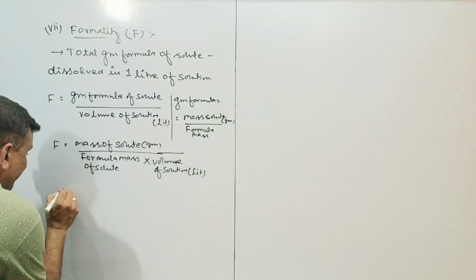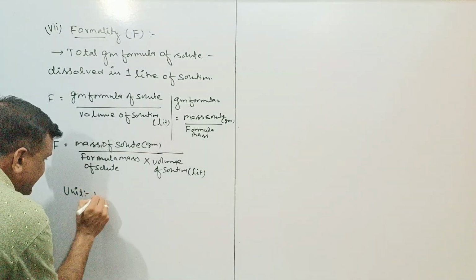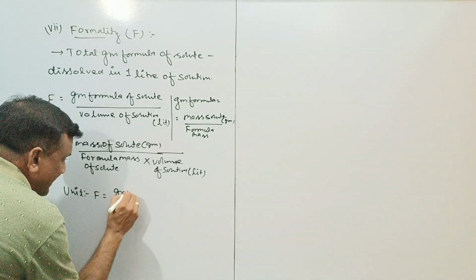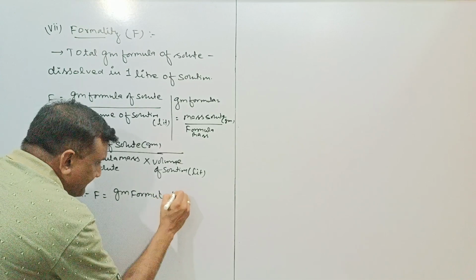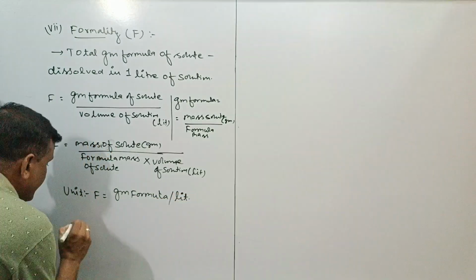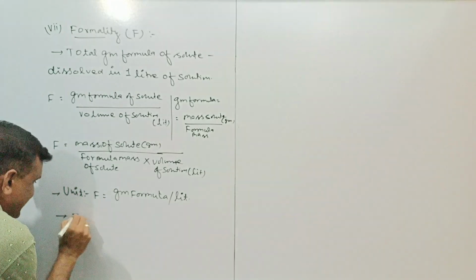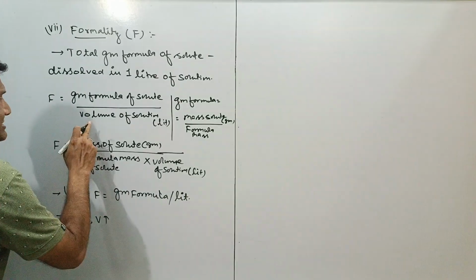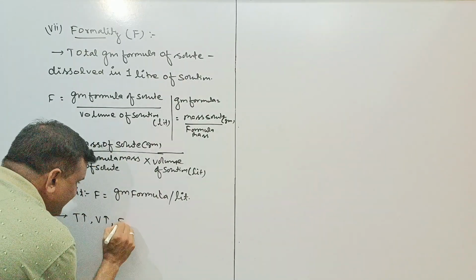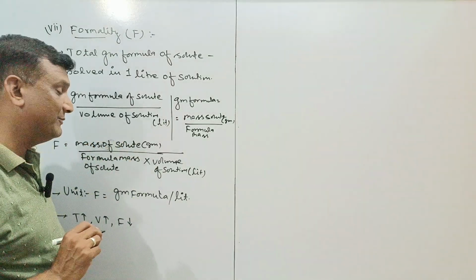If we go with the unit, then the unit of F is gram formula per liter. If we go with the temperature, then on increasing temperature the volume also increases, so the formality of the solution decreases. This was regarding the formula.